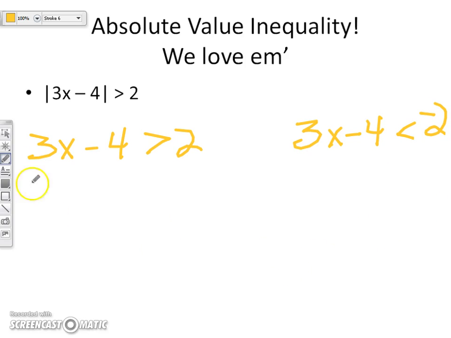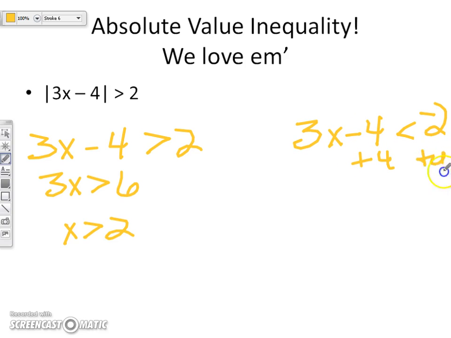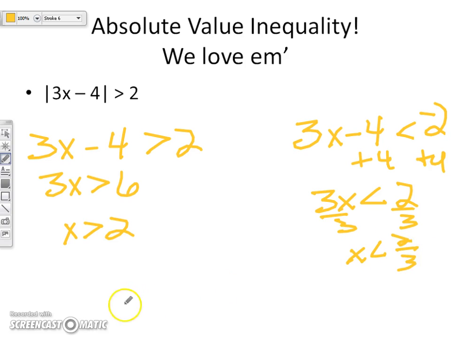Now we have 2 inequalities to solve. We can do so by adding 4 to both sides. That 4 plus 2 gives us 6. We divide each side by 3 and we get x is greater than 2. Same thing for the other inequality. We will add 4 to both sides. When we do, we get 3x is less than 2. We divide both sides by 3 and we get x is less than 2/3.